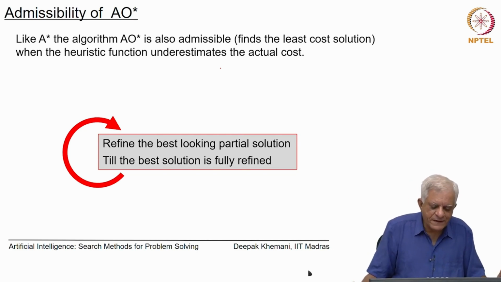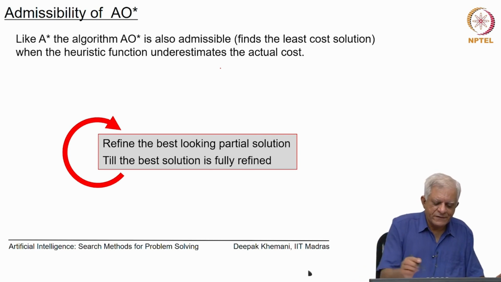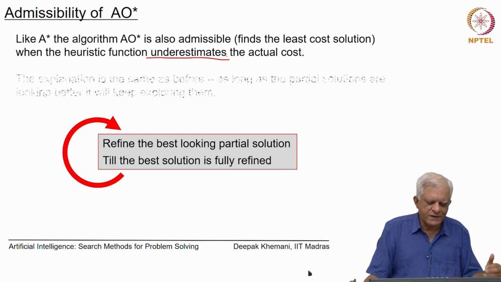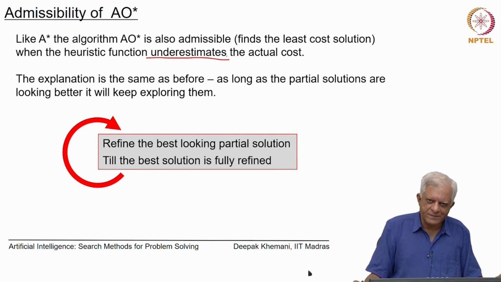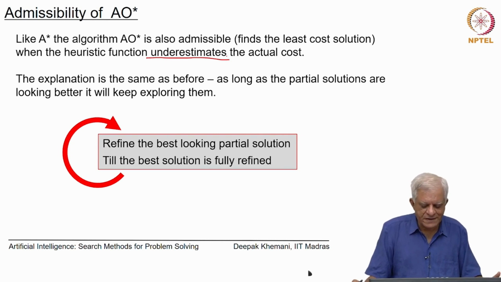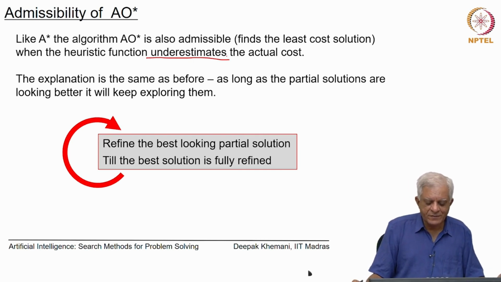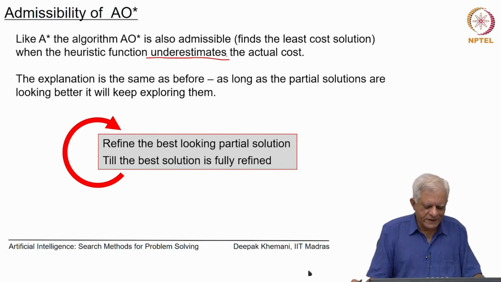But now, what we are saying is that this algorithm would be admissible when the heuristic function underestimates the actual cost essentially. And the argument for that, which we will not go into detail, is the same as before, that as long as the partial solutions which are yet to be explored are looking better, it will keep exploring them better than the fully refined solution, even if we have found one essentially. So, it will not terminate with the first solution it finds, because some other solution may look like it might be cheaper. So, it will explore that before actually terminating. We saw that in the case of branch and bound and also in the case of A star.